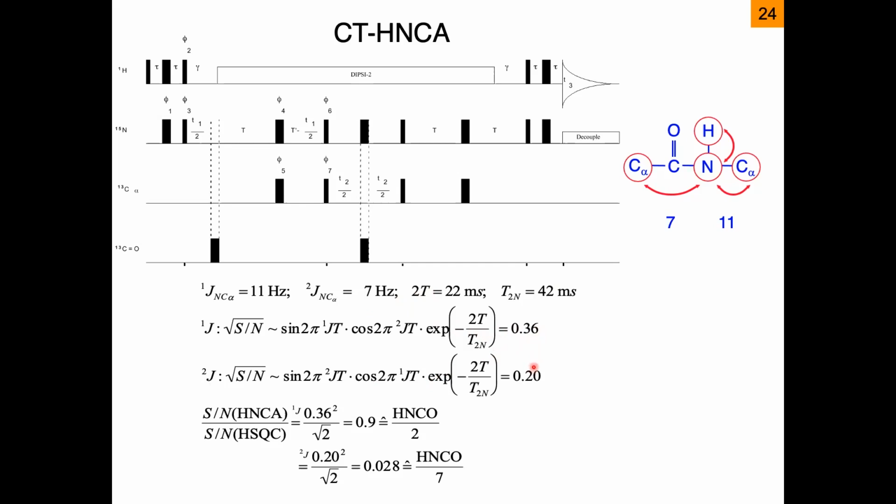So you see that the 1-bond coupling is about twice as large as the 2-bond coupling. And here, I mean, relative to the HNCO, the efficiency would be about half for the 1-bond coupling and about 1/7 for the 2-bond coupling. Yeah. So it's still a pretty good experiment. The HNCO is the most efficient one, and then this is the next most efficient one.